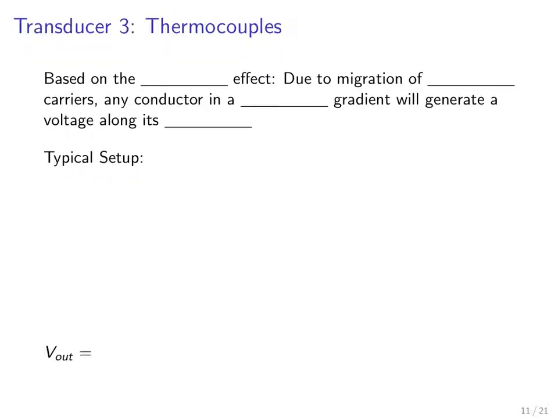The third class of temperature transducer is thermocouples. And these devices are based on the Seebeck effect, which describes that due to the migration of charge carriers, any conductor, like a length of wire, in a thermal gradient will generate a voltage along its length.